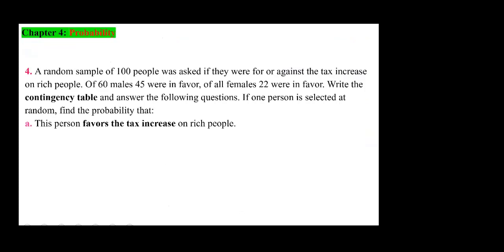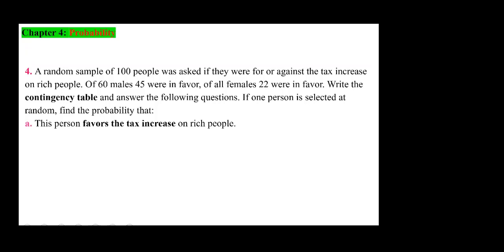A random sample of 100 people was asked if they were for or against the tax increase on rich people. Of 60 males, 45 were in favor. Of all females, 22 were in favor. Write the contingency table and answer the following questions. If one person is selected at random, find the probability that A, this person favors the tax increase on rich people.